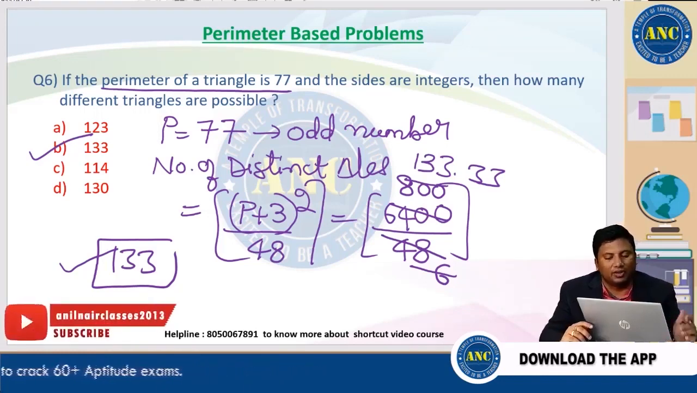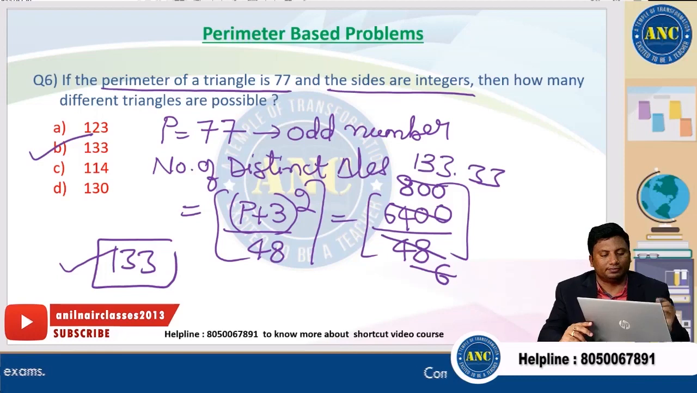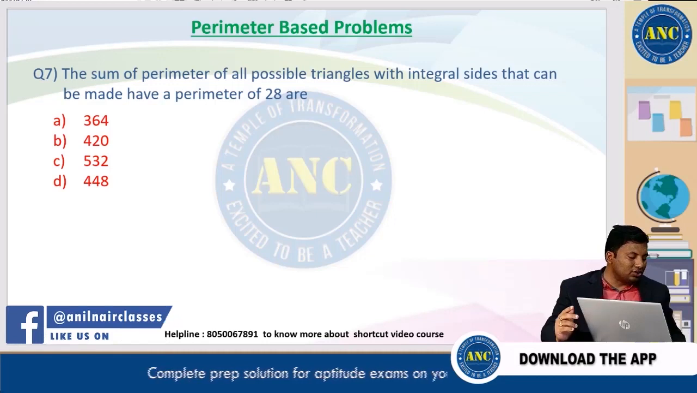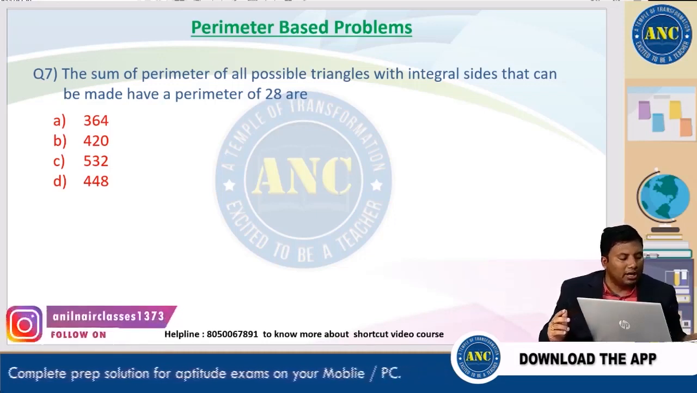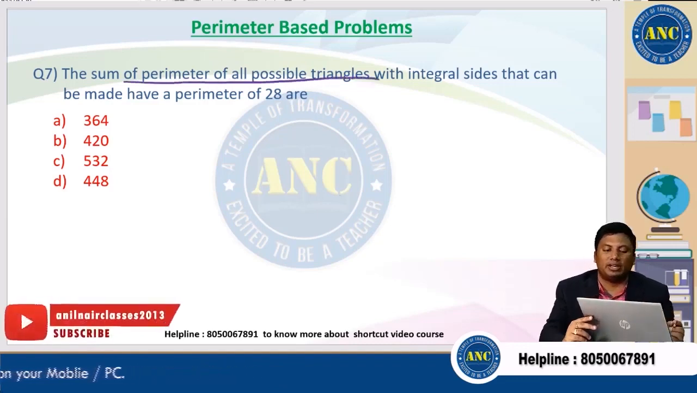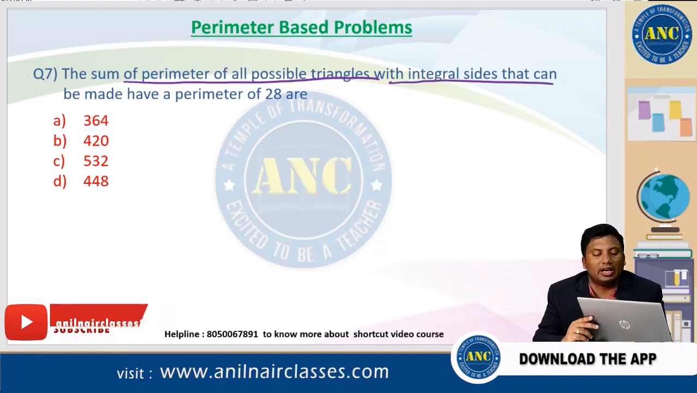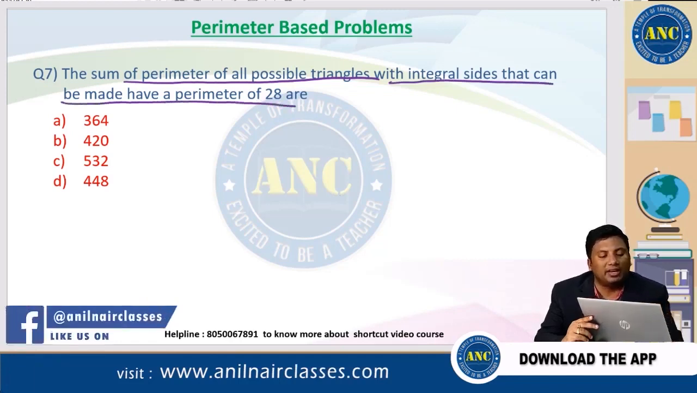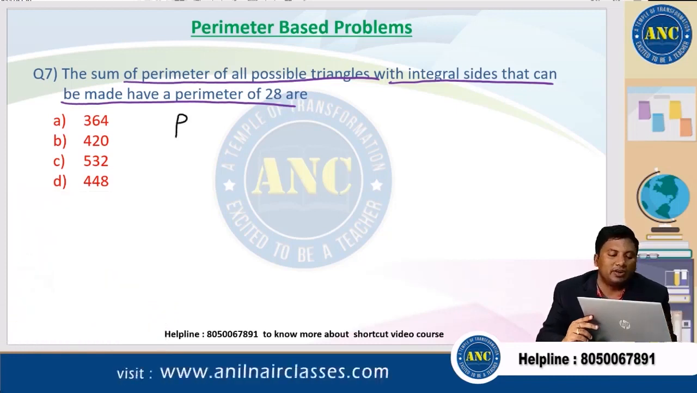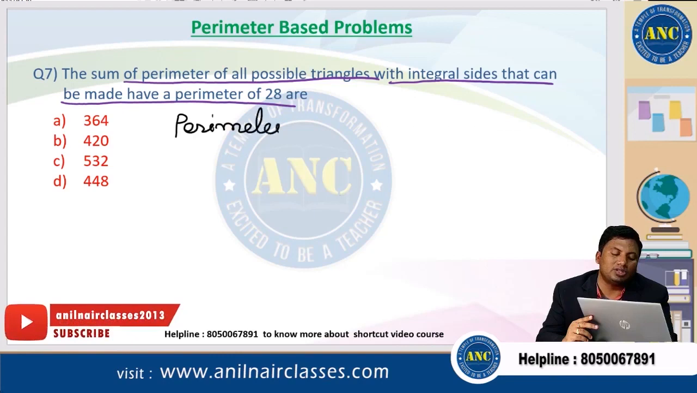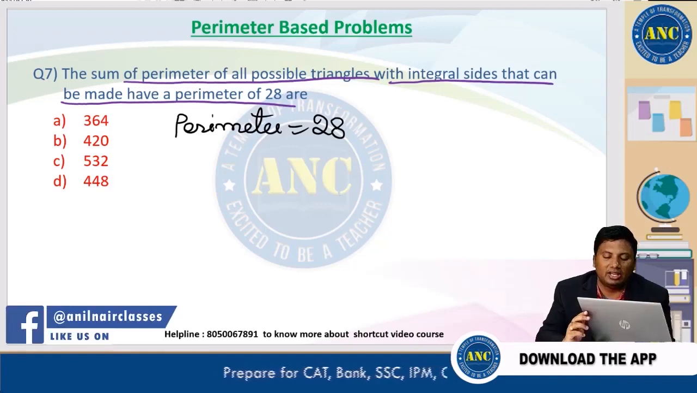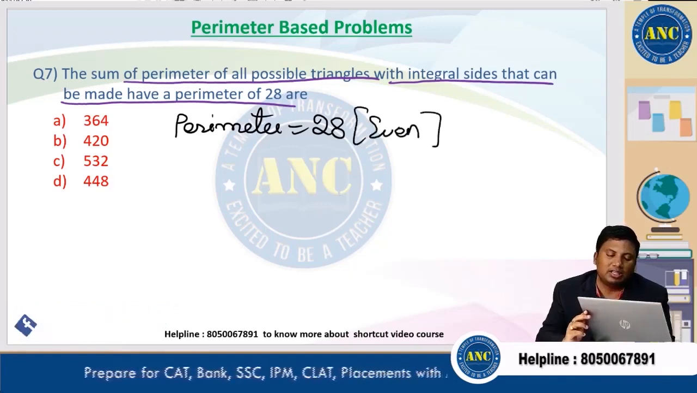17th one. This is when the sides are integers. Perimeter odd number, perimeter even number. Now please look at this question. The sum of the perimeters of all the possible triangles with integral sides that can be made having a perimeter of 28 units. Perimeter value is 28. Is 28 an even or odd number? 28 is an even number.